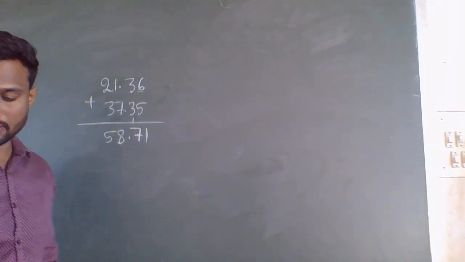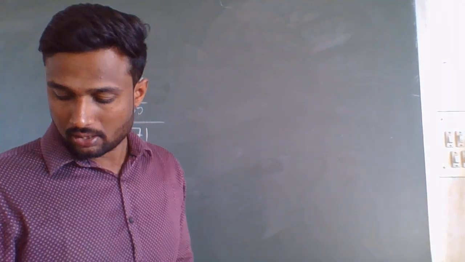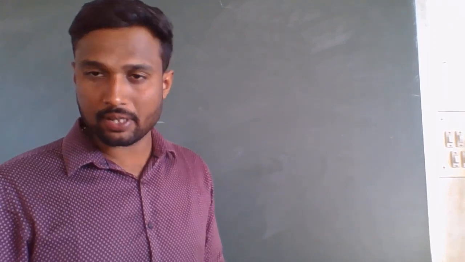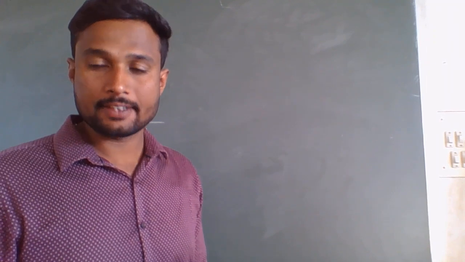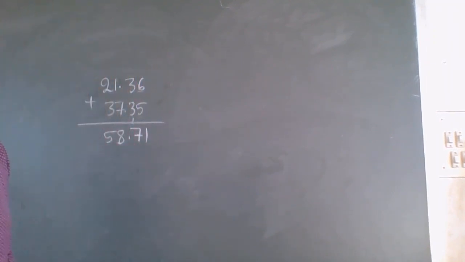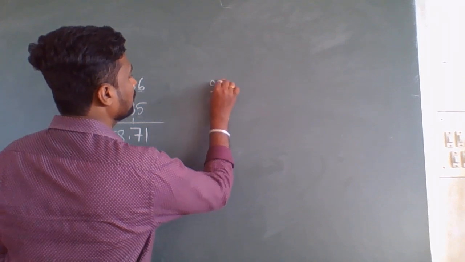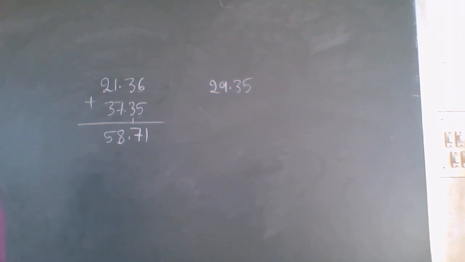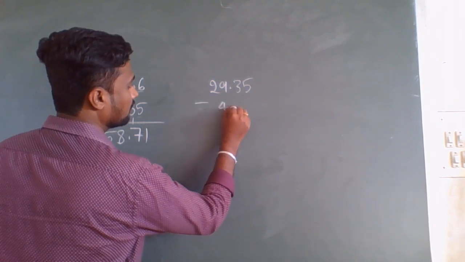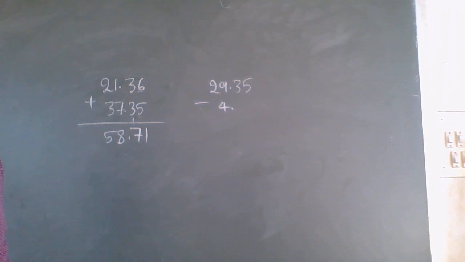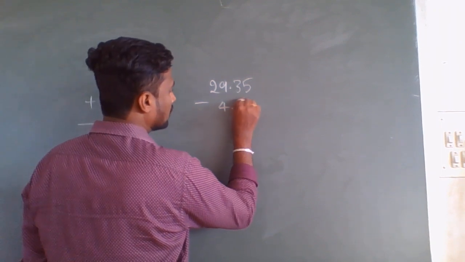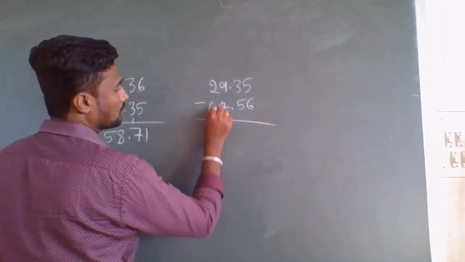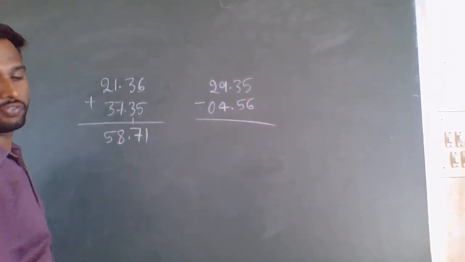And again they have given another example to calculate difference. Difference means we have to subtract. So here they have given 29.35 minus 4.56. Okay, so here at the 10th place I will put 0 because it is 4.56 only.